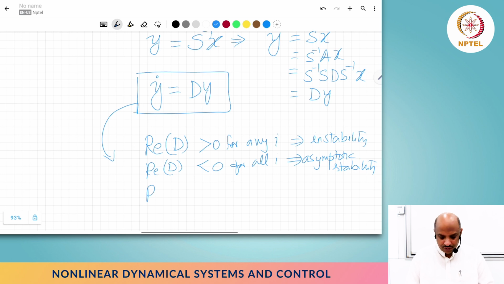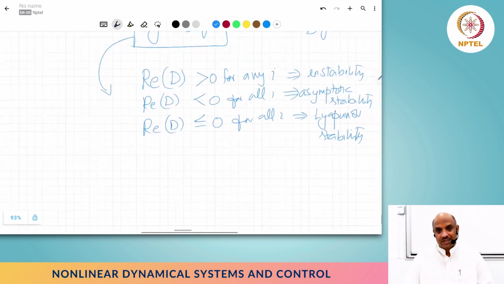If the real part of d is less than or equal to 0 for all i, then we get Lyapunov stability. Now, if we know something about y, can we conclude that the same thing is true about x?